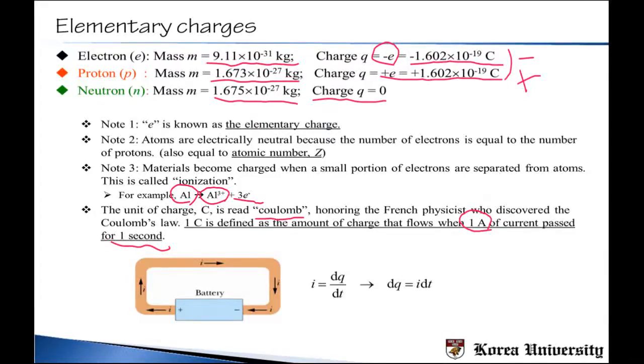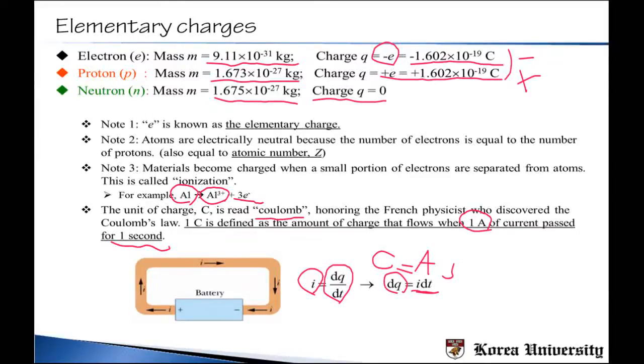And so basically the charge is related to the current. The current is in fact the time derivative of the charge, or in other words, the charge is the time multiplied by the current. So that's how the coulomb, ampere and second come in. So basically 1 coulomb is 1 ampere multiplied by 1 second. Okay.